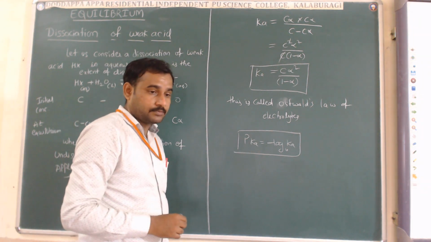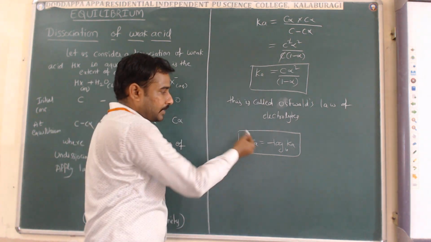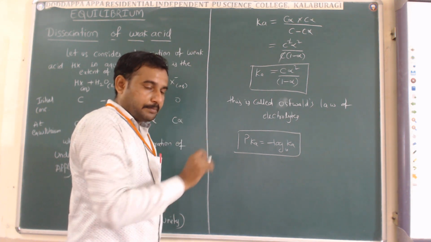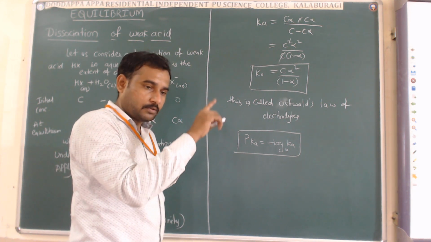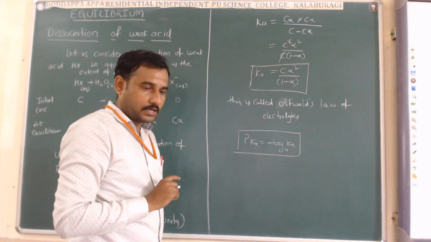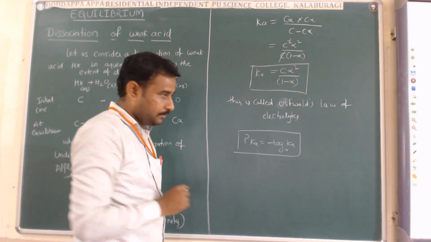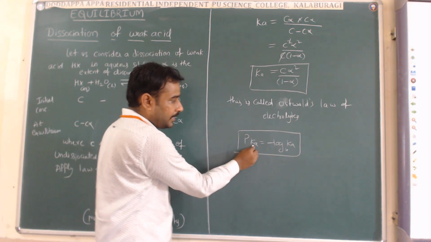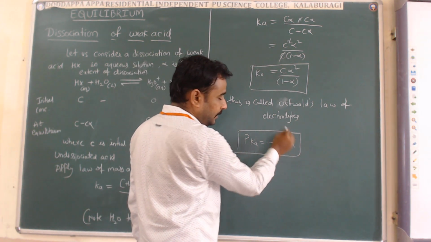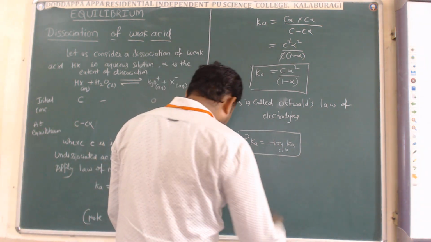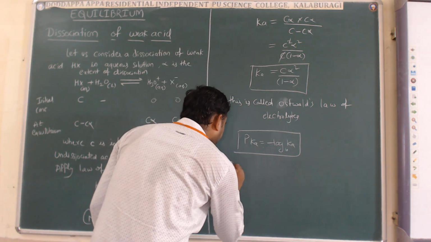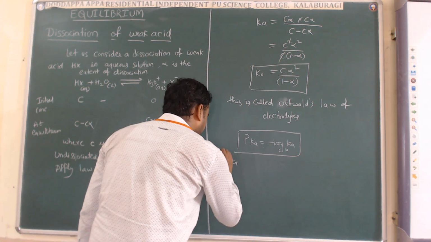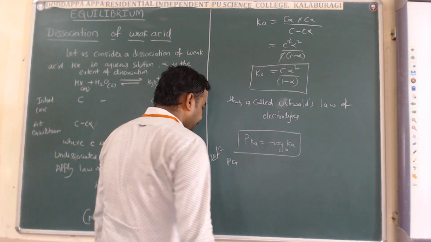How are we defining this? When you convert into the pH scale, pH is equal to the negative logarithm of base 10 of the hydrogen ion concentration. Like that, when you take Ka in the pH scale, pKa is equal to negative logarithm of base 10 of Ka. So now, I will write down the definition of pKa here.